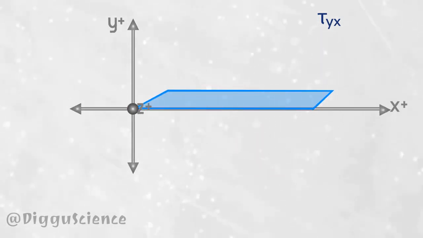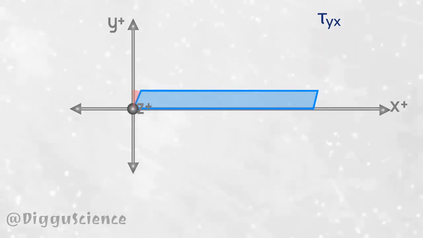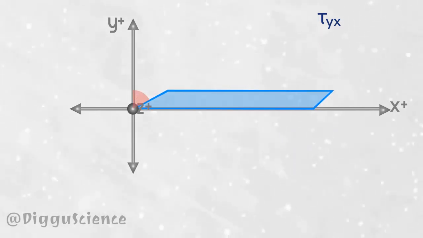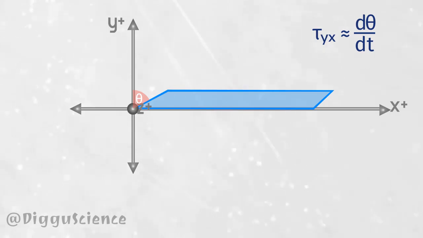Now, let's look at this fluid from the front. We can draw an angle of theta. When the force pushes to the right, the angle theta also changes. The change in the magnitude of theta with respect to time is the deformation rate. Well, a fluid is said to be a Newtonian fluid when the magnitude of the shear stress is proportional to the deformation rate.